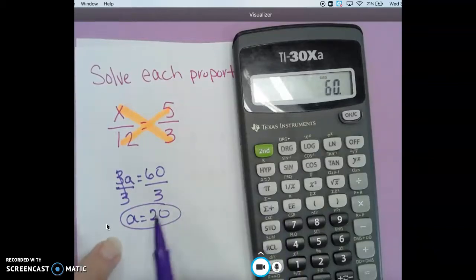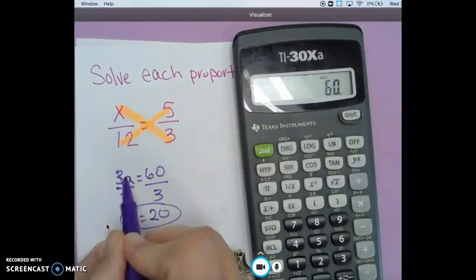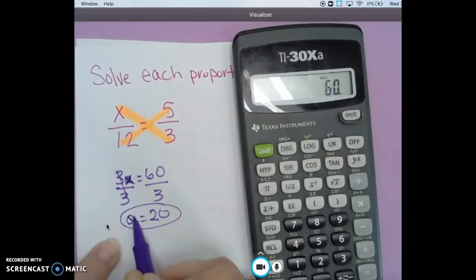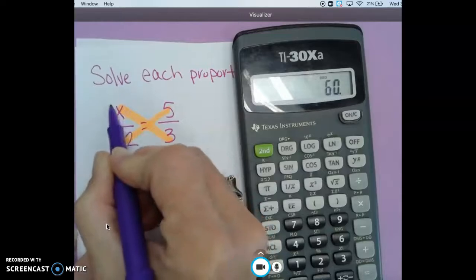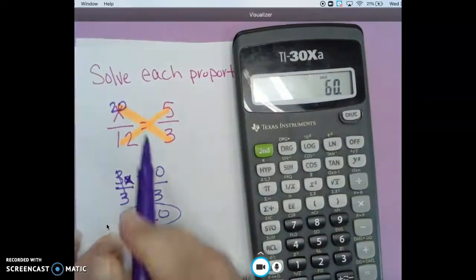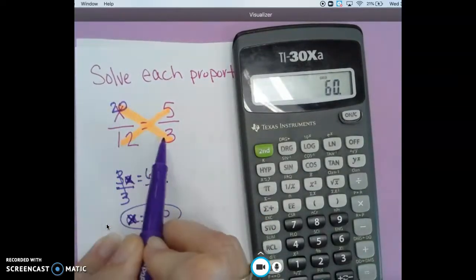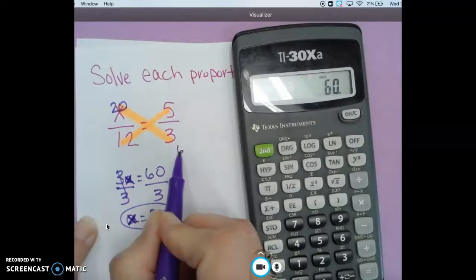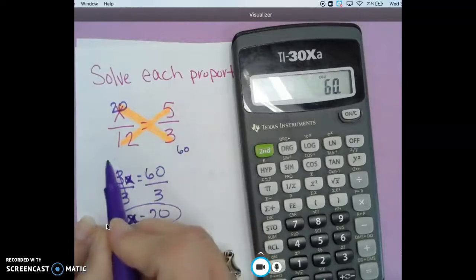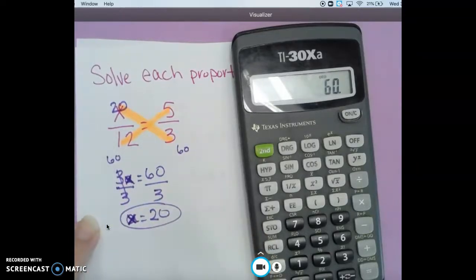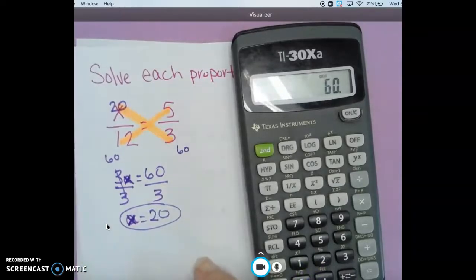I should have put an x there. Not that it really matters, because it's a variable, but x. So if I put x for 20 and double check, 20 times 3 is 60, and 5 times 12 is 60. So it's easy to quickly check and make sure that we got everything correct.